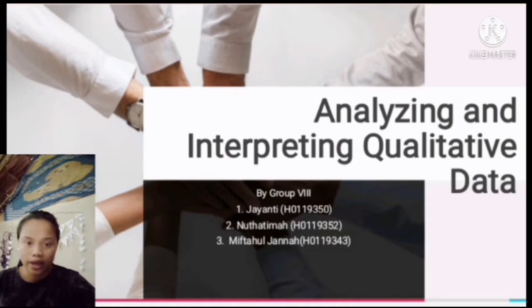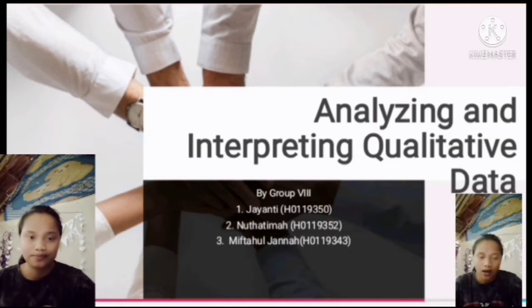I'm Jayanti, the first speaker. We are from Group 8, together with Nur Hatima and Miftahul Jannah, and our topic is analyzing and interpreting qualitative data.